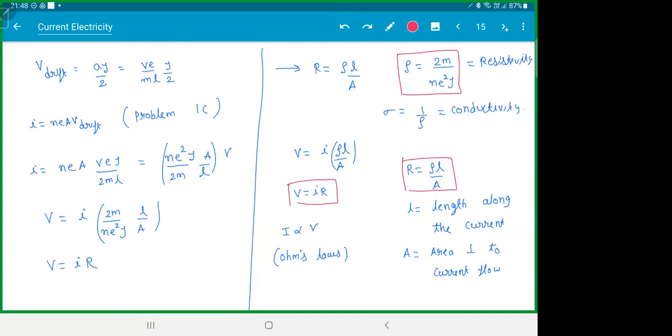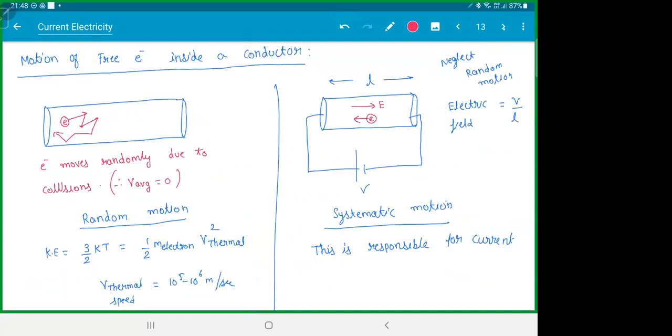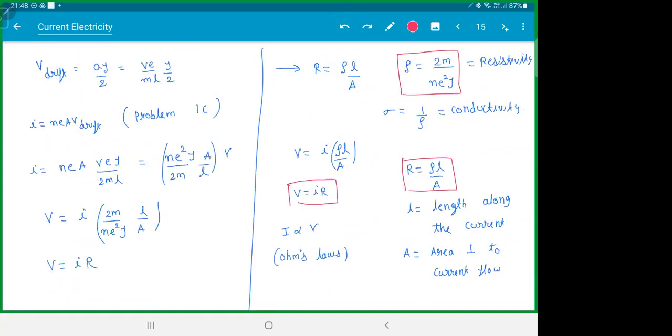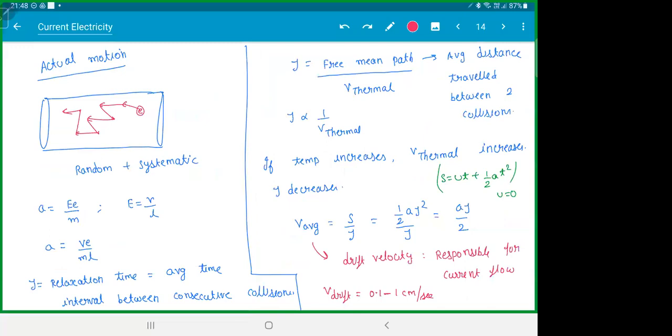Are you getting this? Do have a look at this. So all the story, right? Systematic random motion. From there, at the end of the day, we got this Ohm's law, I proportional to V. Do have a look at this page once, see what we did, and then I'll turn the page again.